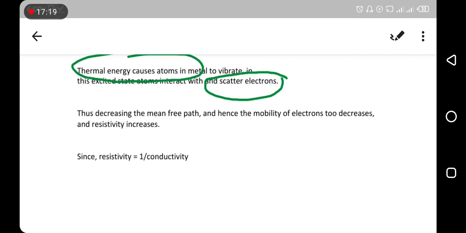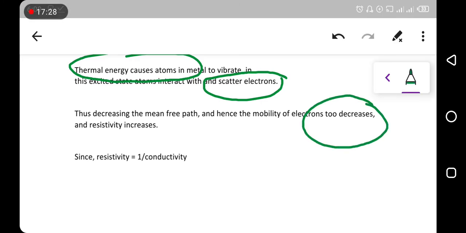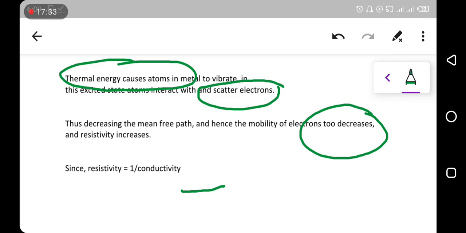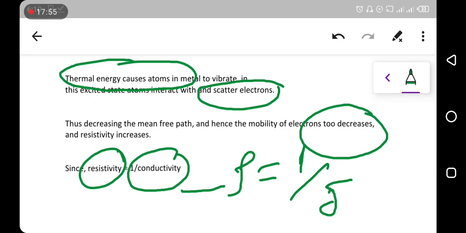So it decreases the mean free path, and hence the mobility of electrons decreases. Since the resistivity rho equals 1 over sigma, where sigma is the conductivity, if the conductivity decreases, the resistivity increases, and vice versa.